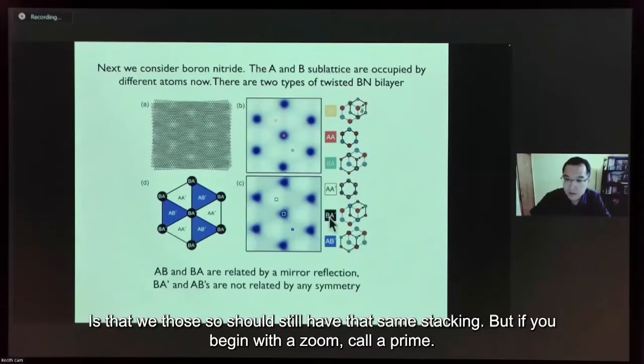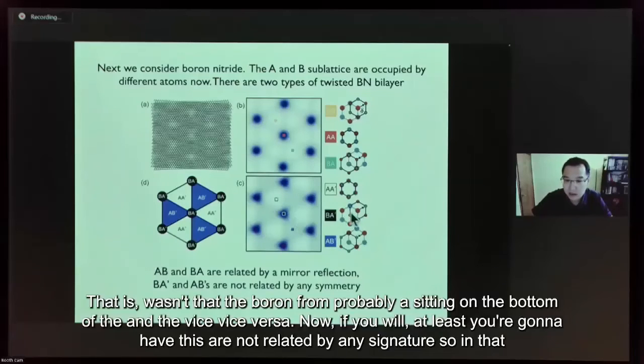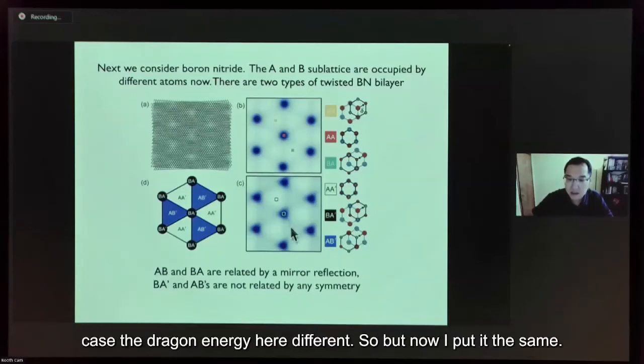energy. But if you begin with the so-called A prime configuration, that means the boron from the top layer sits on top of the nitrogen of the bottom layer and vice versa. Now if you twist, you're going to have the BA prime and AB prime stacking here and there, and they are not related by any symmetry. So in that case, the stacking energy here and the stacking energy here will be different. So now I break the C2Z symmetry, which will allow chiral phonons to emerge.